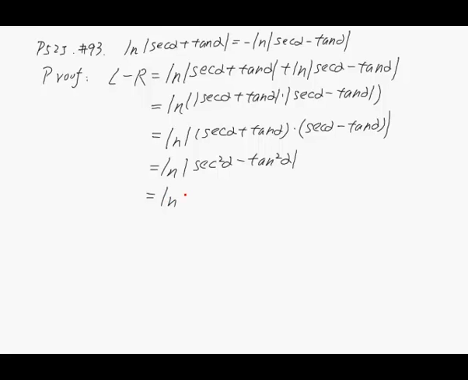And by one of the Pythagorean identities, we know secant squared alpha minus tangent squared alpha is equal to 1. So this is just equal to the absolute value of 1, and this is the natural log of 1. We know the log of 1 is always equal to 0, right? So this implies L minus R is equal to 0. So we have L equal to R. In this way, we verify this is really an identity.